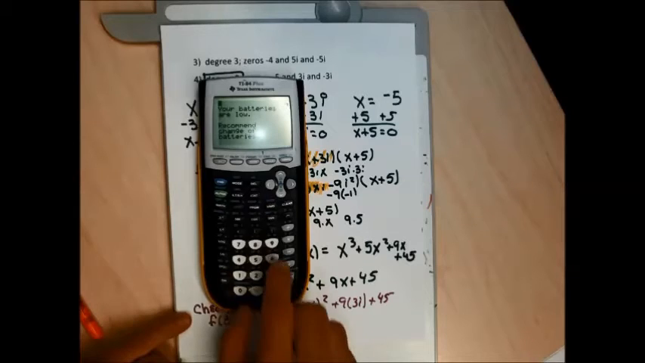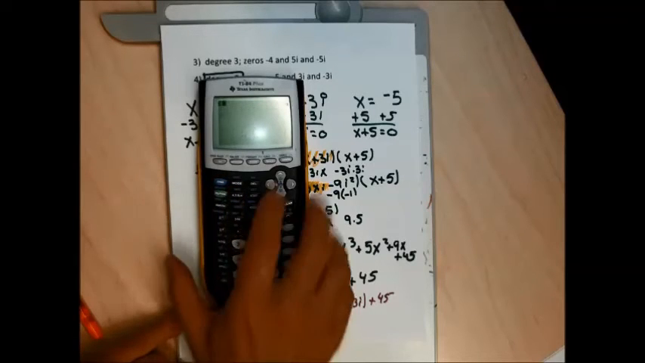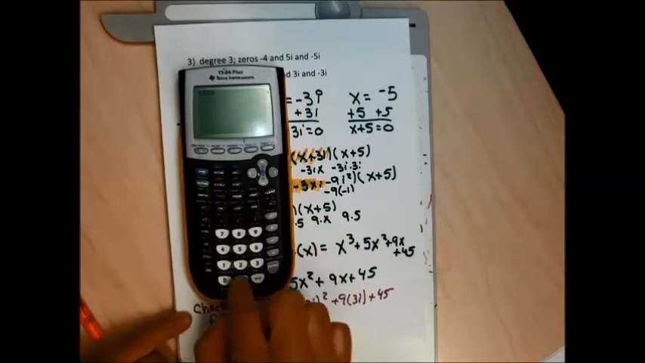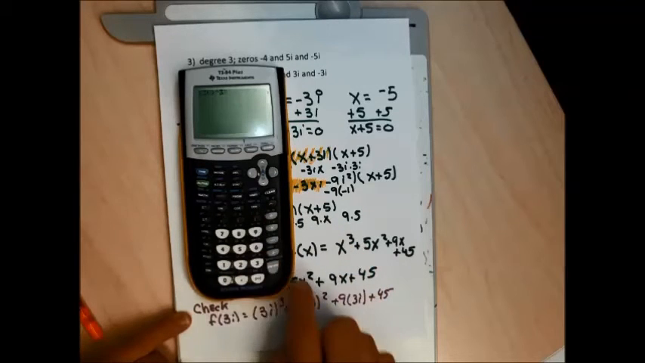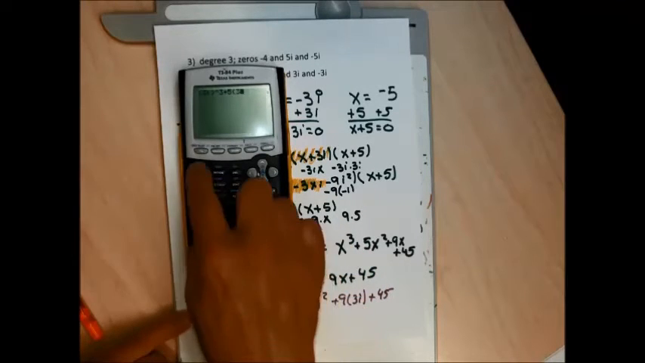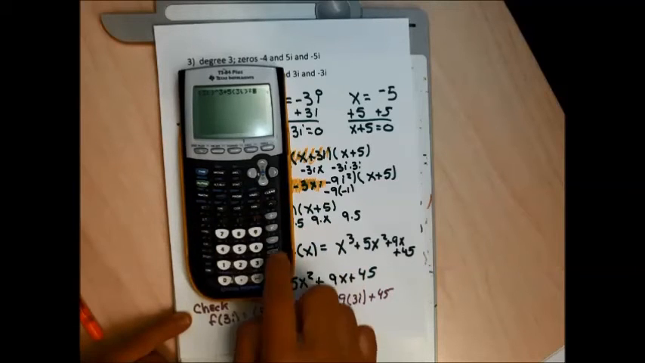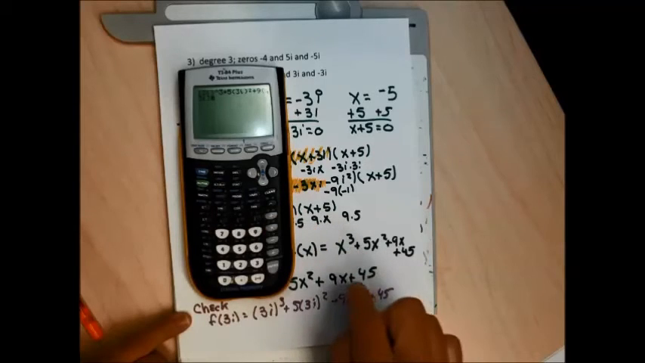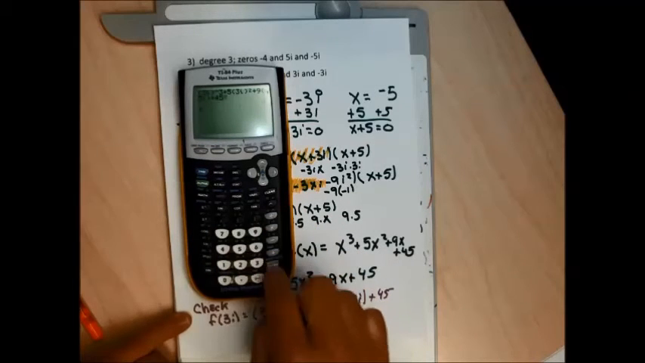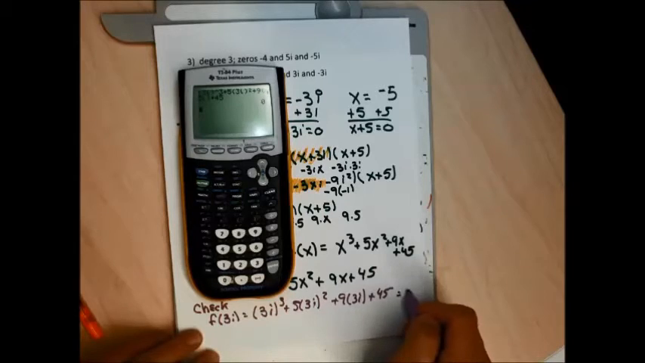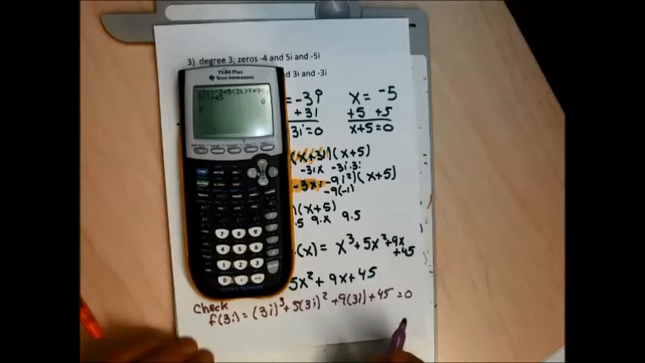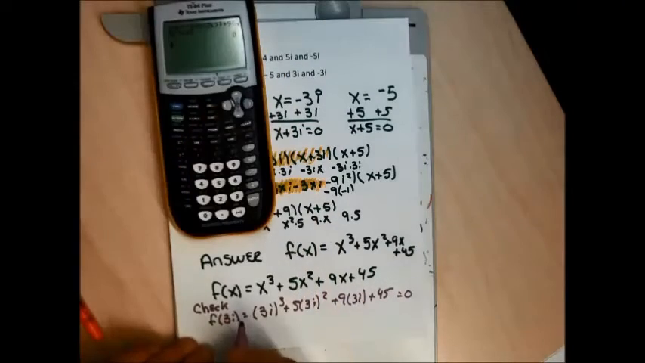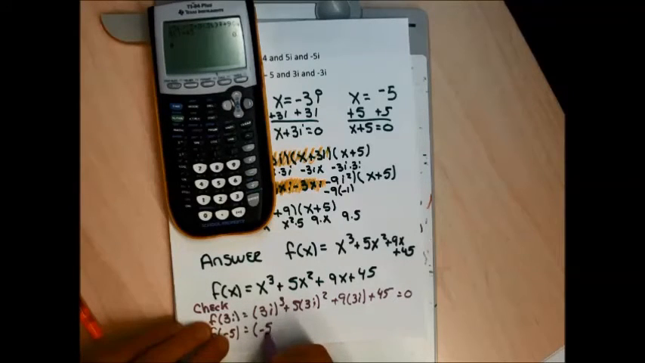So to check this, I'm going to go parentheses 3i up arrow cubed plus 5 times parentheses 3i squared plus 9 times 3i plus 45, and it better equal 0, which it does. I could also check negative 3i, and I could also check negative 5. Let me just show you that negative 5 also works. And I'm not going to check them all. The checking part that I'm doing here in purple is completely optional.